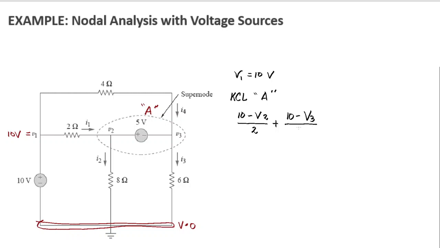all over 4. Current leaving, we have this I2 and I3. Express that using Ohm's law. I2 is V at the tail, V2, minus at the head, 0. I will not write that so that we'll have more space. Over 8, plus I3. What's the voltage at the tail of I3? We have V3, minus V at the head of I3, which is 0. So minus 0, I will not write that, over 6.